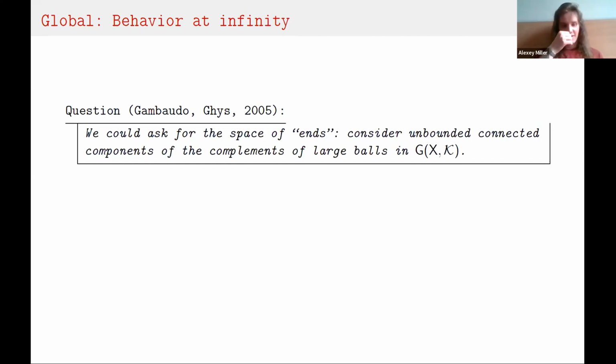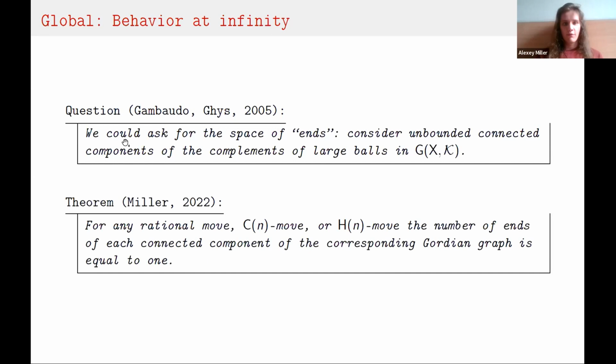I investigate the number of ends, I mean, the supremum of the number of unbounded components when bounded sets are removed. I have answered this question in more general terms, namely by showing that for any rational move or Cn move or Hn move, the number of ends of each connected component of the corresponding Gordian graph is equal to 1.